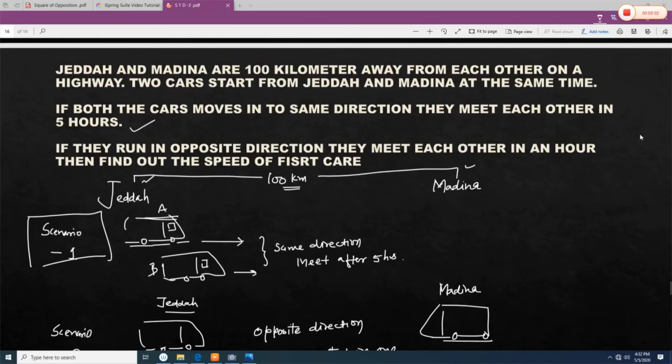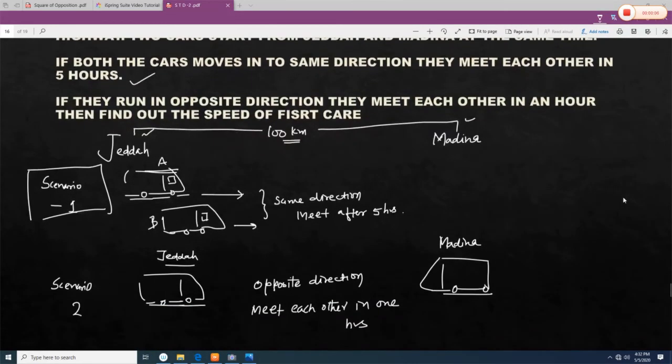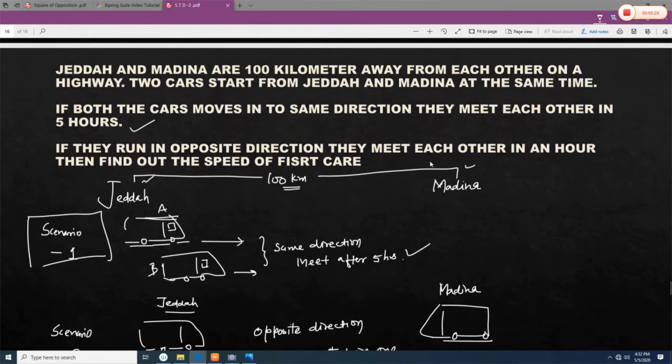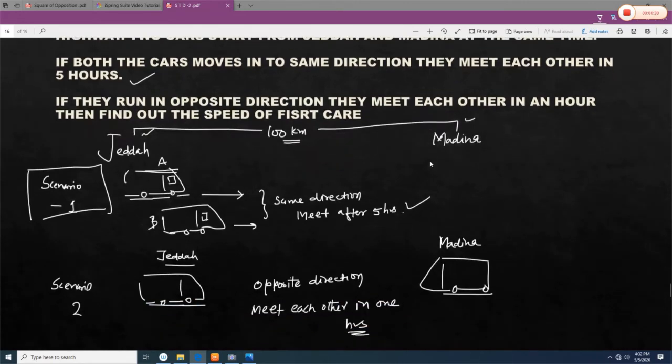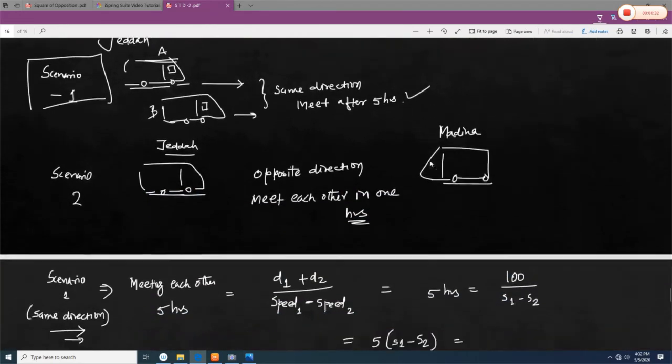We are going to start the same Jeddah and Medina question. When the two cars are running in the same direction from Jeddah to Medina, in scenario number 1, they meet each other in 5 hours, and if they are running in the opposite direction, then they meet in 1 hour. Now you have to find out the speed of the first car.